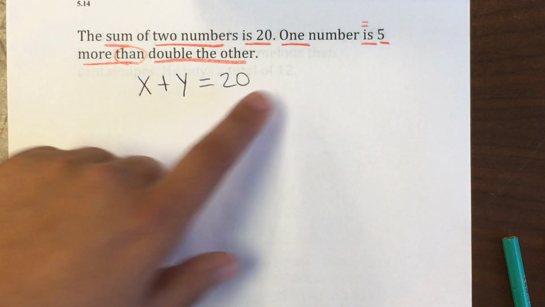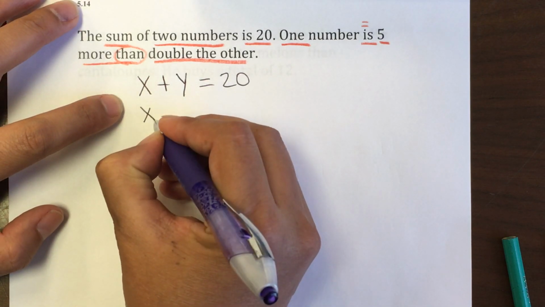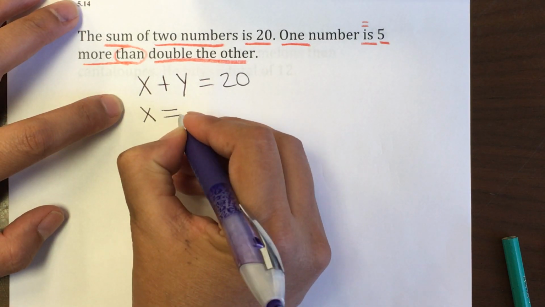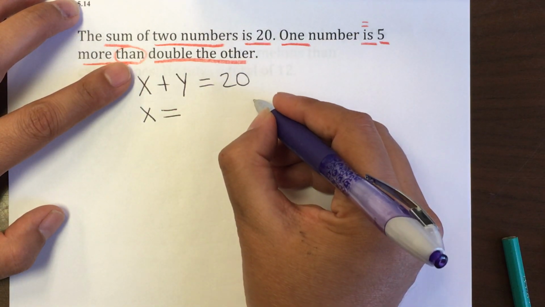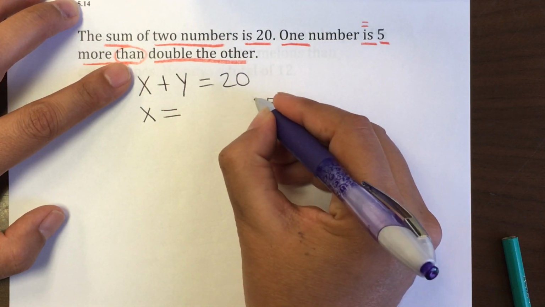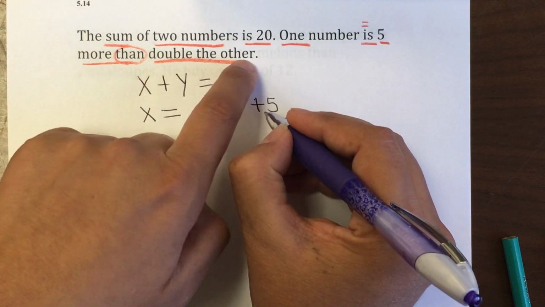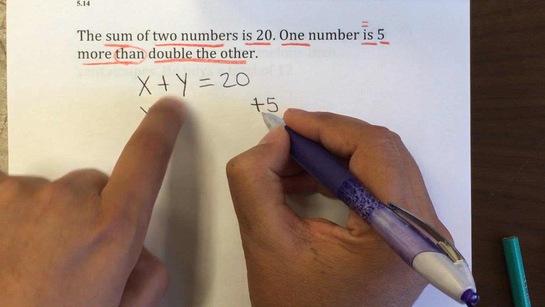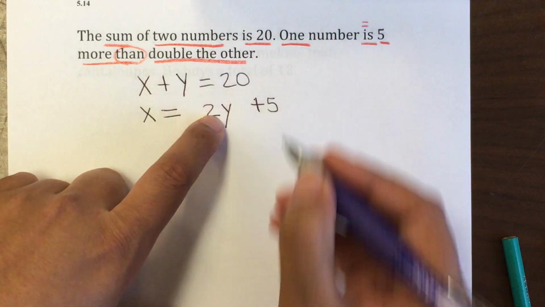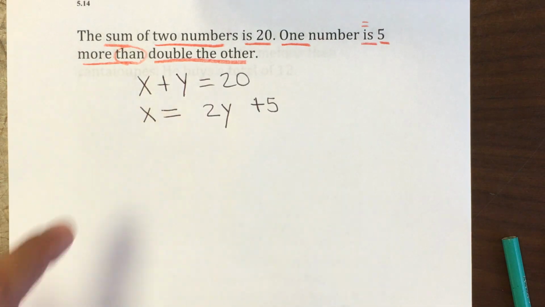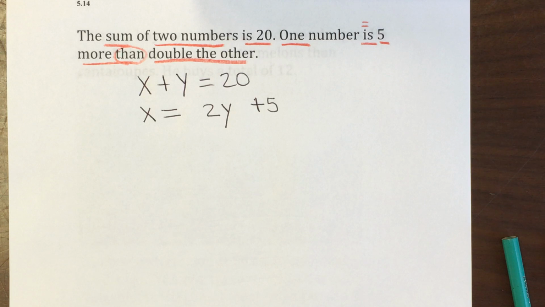For the second sentence, it says one number is 5 more than. Remember that when it says 5 more than, it's like we start from the end. 5 more than double the other. So if I already used x, now I have to use y. So double the other. Remember that double or twice is the same thing as multiplying times 2. Okay?